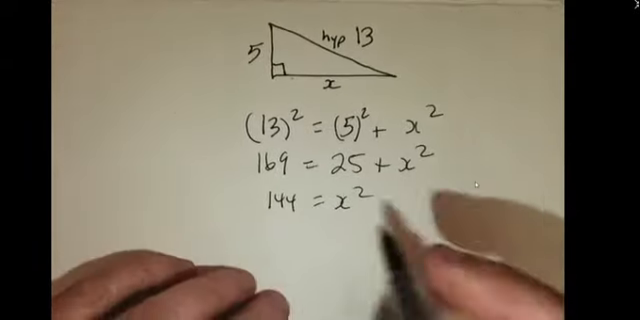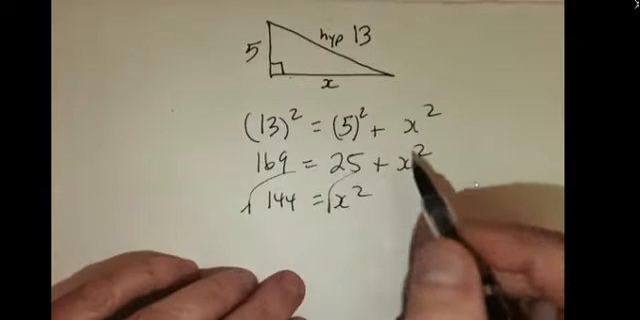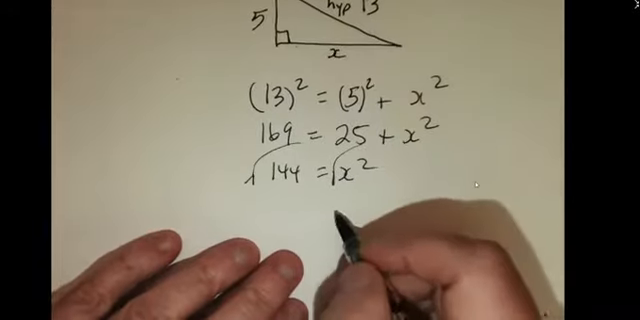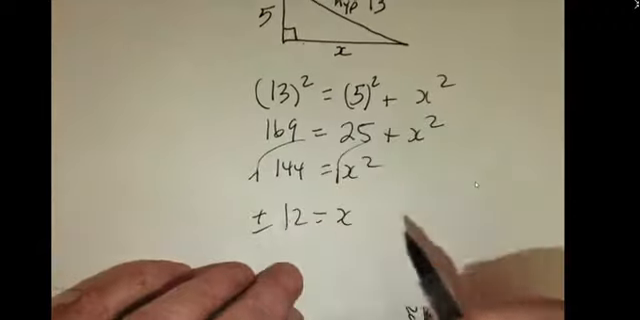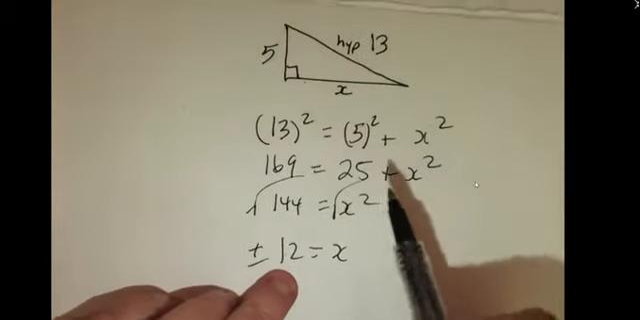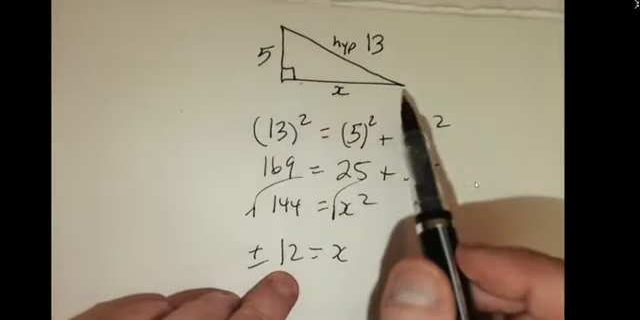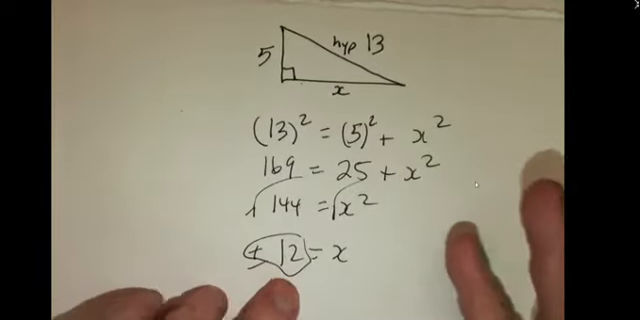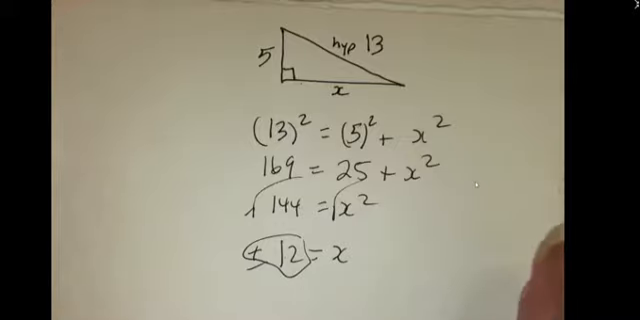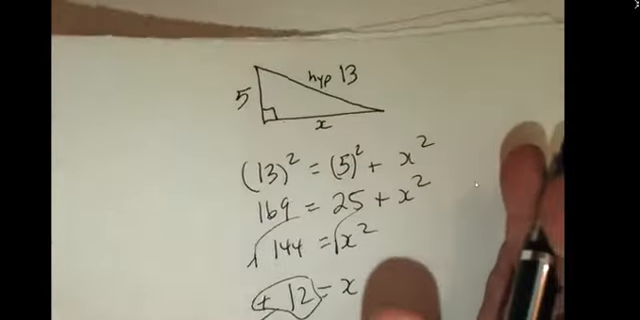And now take square roots of both sides. When you take square roots of both sides, you're going to get plus or minus. So we have plus or minus the square root of 144, which is 12. But we're talking about the length of a side of a triangle, so we have to choose the positive one. It doesn't make any sense for the length of the side of a triangle to be negative 12. So the answer there is positive 12. So the answer is B.